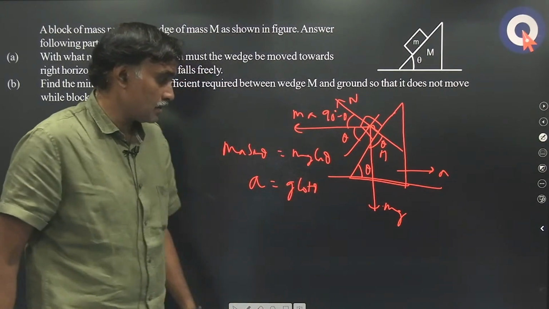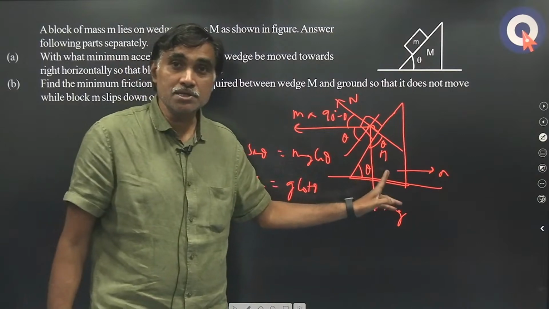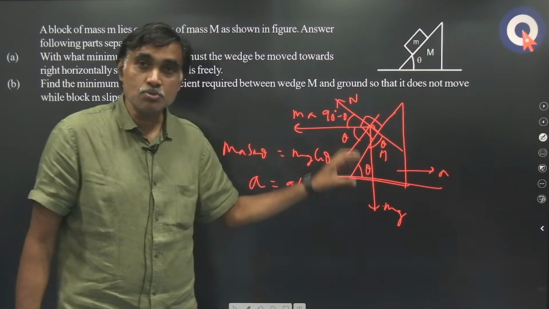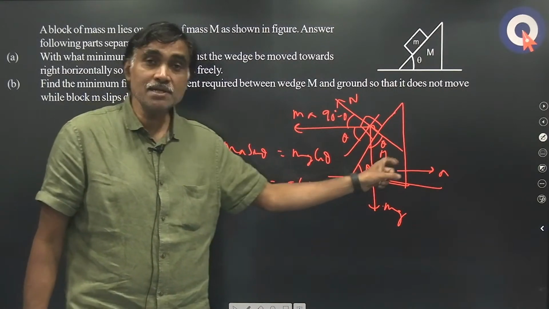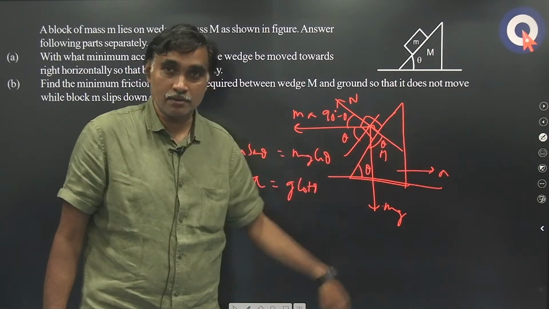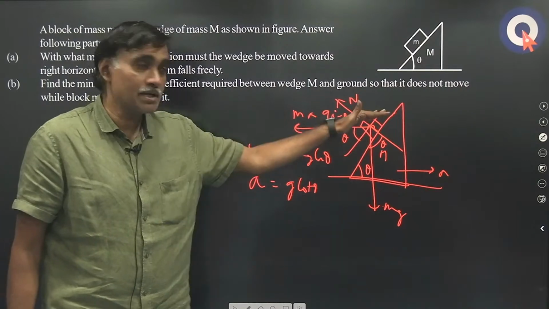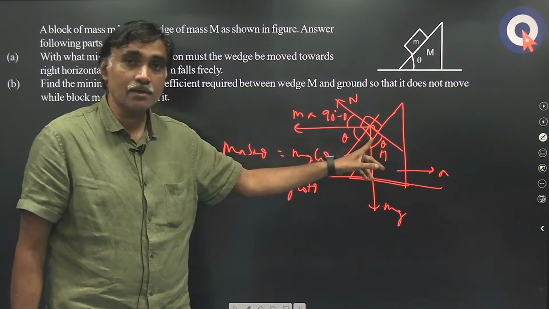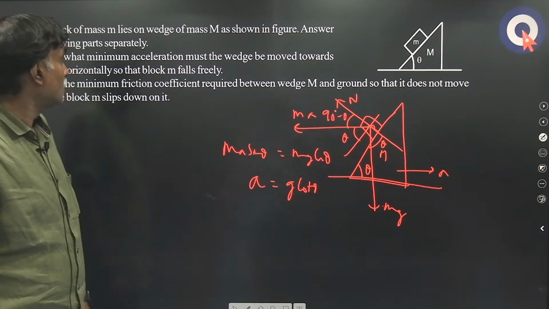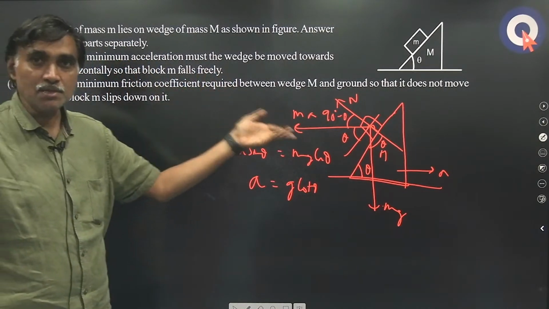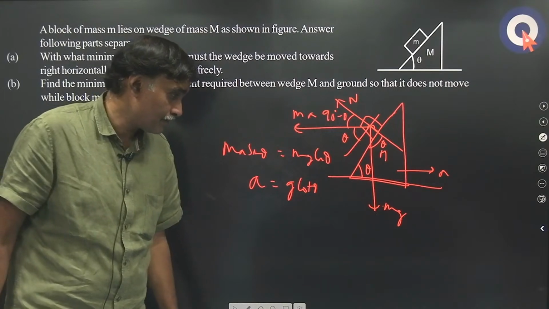g cot theta. So if acceleration of this wedge is g cot theta towards right, then small m will just lose contact with respect to capital M. If it is greater than g cot theta also, it will lose contact. Then its acceleration is g. So if it has to lose contact, acceleration of the wedge should be greater than or equal to g cot theta. They have asked minimum acceleration, means we will write g cot theta. Okay.